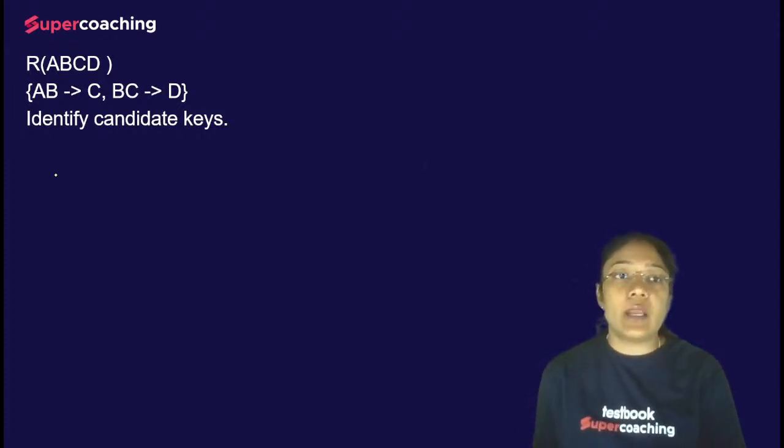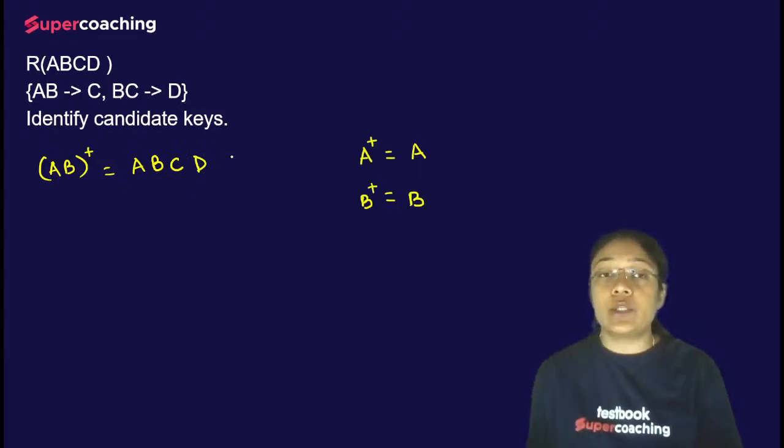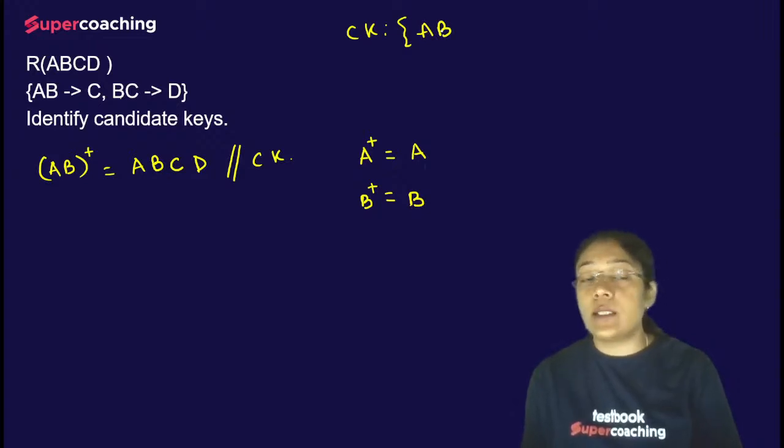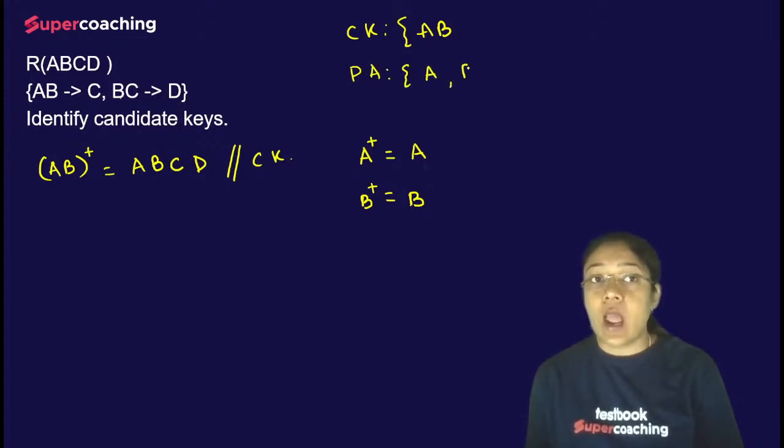So here we have AB. Find AB closure. AB is determining C and BC is determining D. Since here we are getting all attributes, we can say that this is a candidate key. So we have got one candidate key. The struggle is still finding the first candidate key. After that you start getting hints. So on the basis of this, we can determine the prime attributes. Prime attributes are A and B.